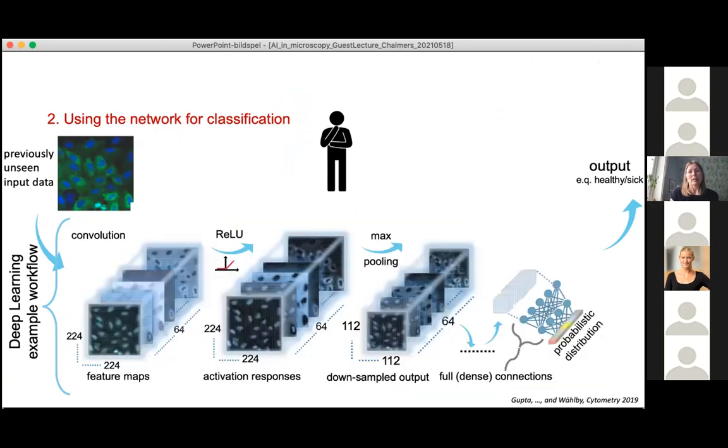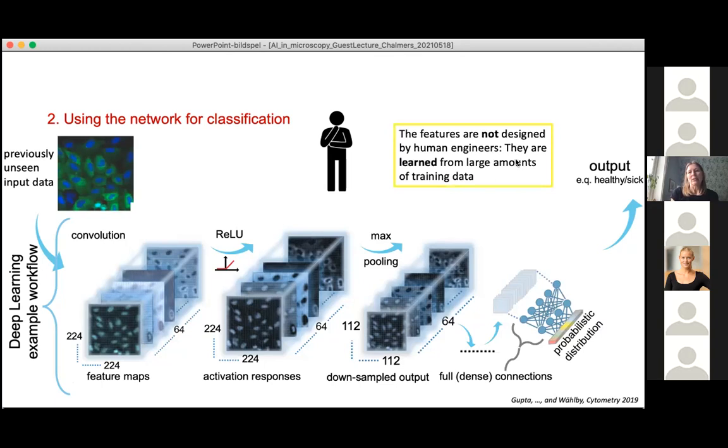And really what's inside here is then just all these different filters, more or less, and different steps that are learned during the training process. In many cases, these filters will be very similar to what you would have designed if you would use the original approach. But really the big difference is that the features are not designed by the human engineers, but they're learned from these large amounts of training data. And I will get back to this, the large amounts of training data.